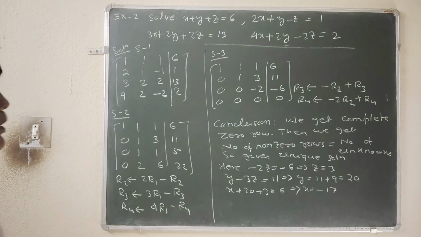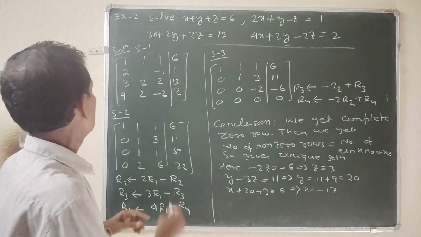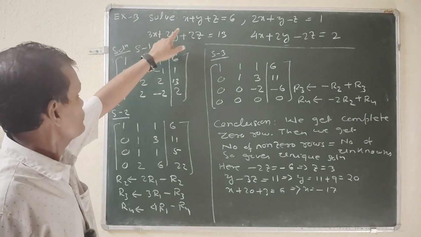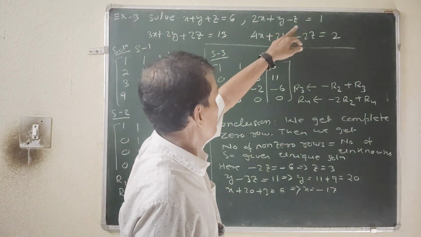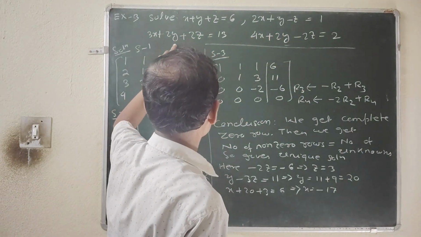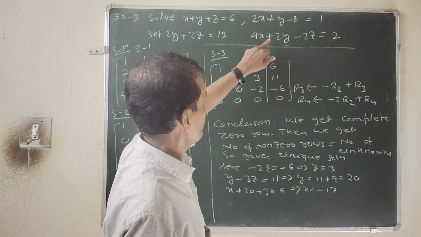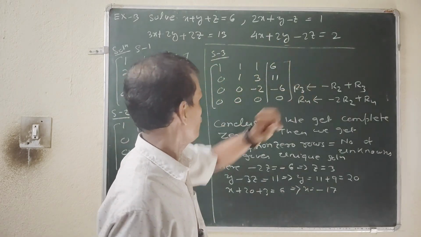Now we will consider the third example, that is, we solve x plus y plus z equal to 6, 2x plus y minus z equal to 1, 3x plus 2y plus 2z equal to 13, and 4x plus 2y minus 2z equal to 2.